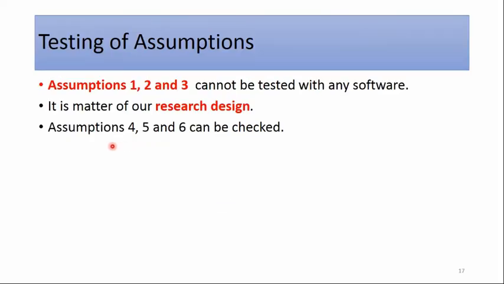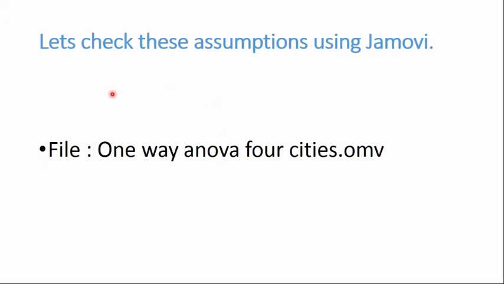As I already discussed, assumptions 1, 2, 3 are part of our research design. We don't need to check them, and they cannot be checked with any software. Assumptions 4, 5, 6, outlier, normality and homogeneity of variance, should be checked. Let's start to check these assumptions.